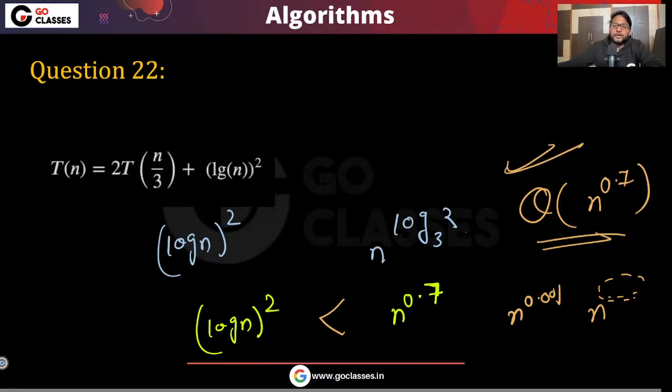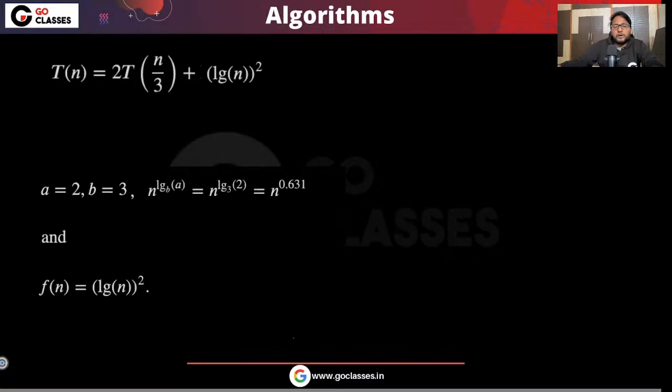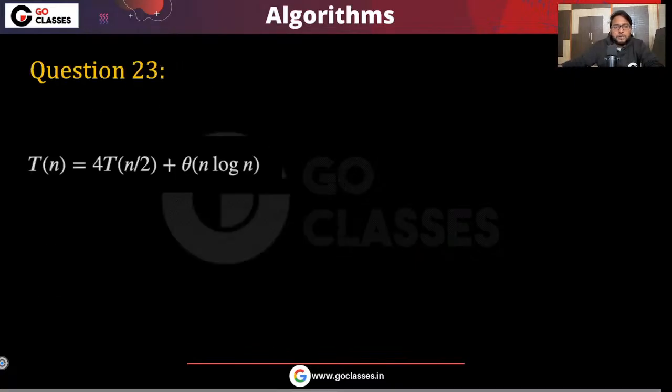Okay, theta of n to the power 0.7 is the answer, right? Great. Now just tell me this. This is the same question. Here f(n) is theta, right? So this is n log n only.